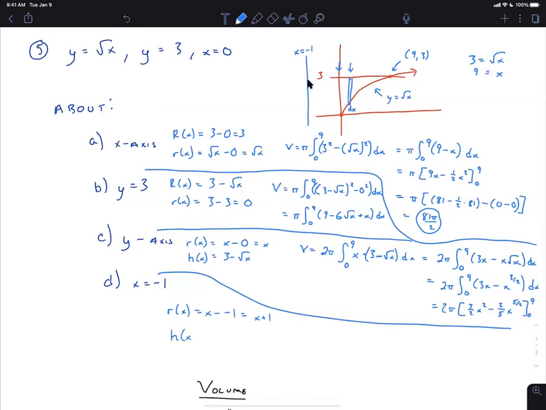And h of x is the height of the rectangle, which again is 3 minus the square root of x, because the top y within the rectangle minus the bottom y within the rectangle. That gets us 2 pi integral 0 to 9 of x plus 1 times 3 minus the square root of x dx. And now you have to expand that, treating this as x to the 1/2. So you distribute or FOIL, whatever you want to call that. And then it's a bunch of power functions. All right. Any questions on those 4 problems?